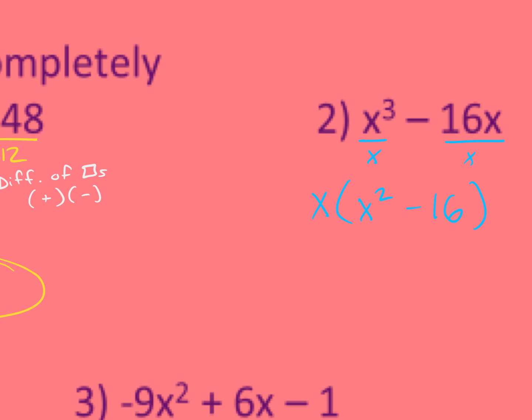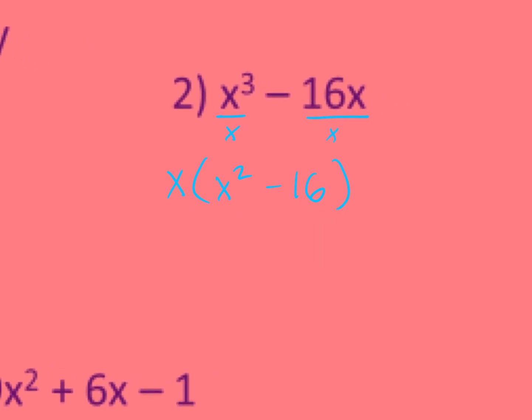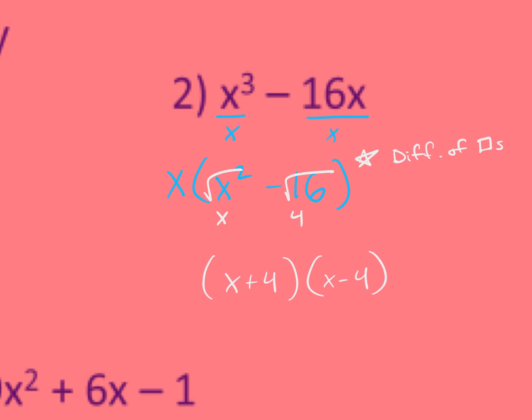X squared minus 16. Can we factor this anymore? It's the difference of squares again. So what is the square root of x squared? And the square root of 16? 4. So what's going to go into my parentheses? X plus 4 and x minus 4. What am I missing from my answer? The x, my GCF that I took out in the beginning.